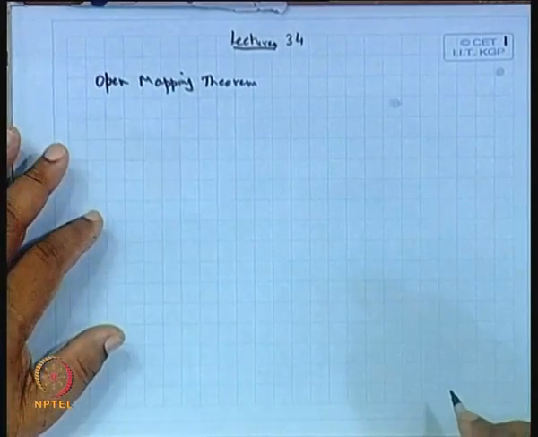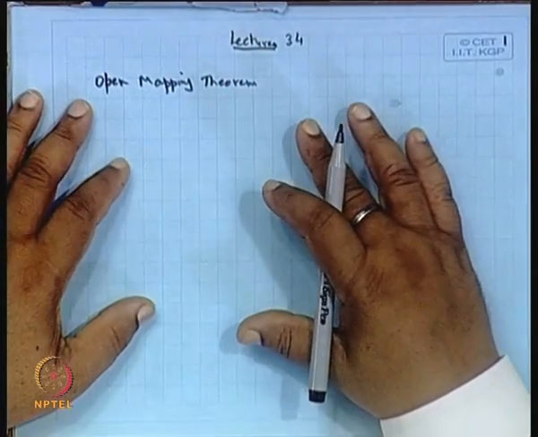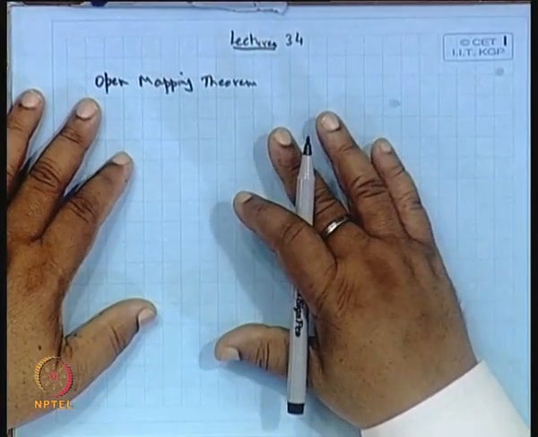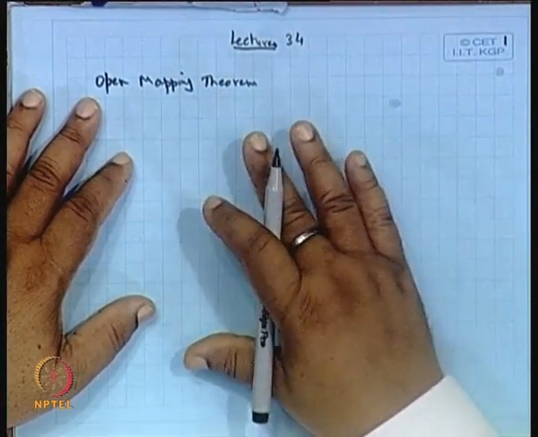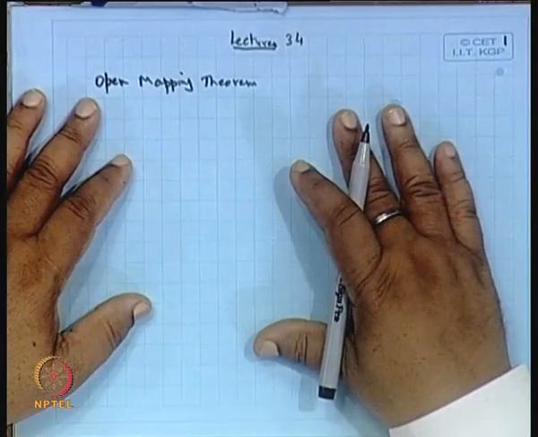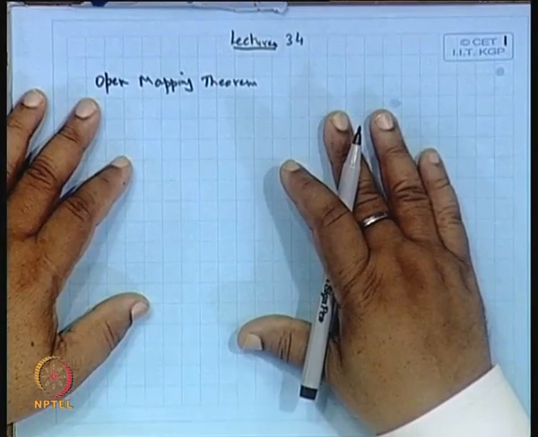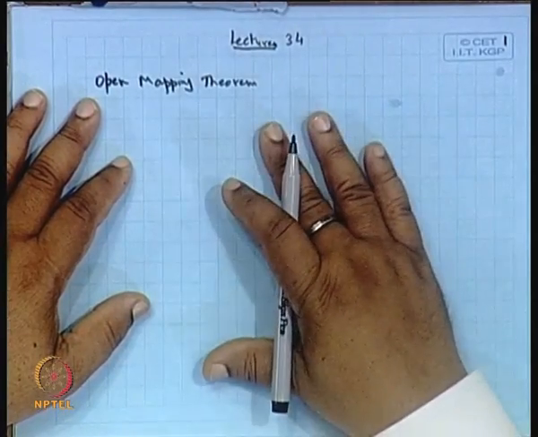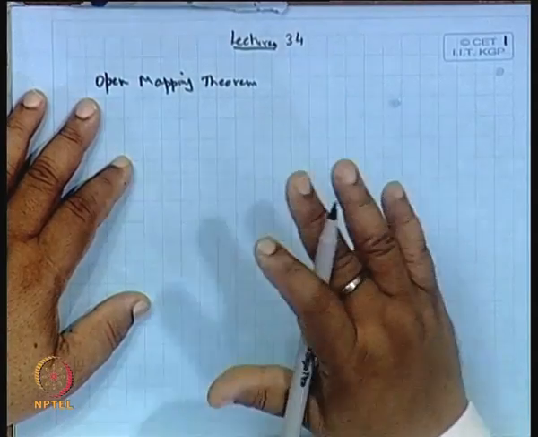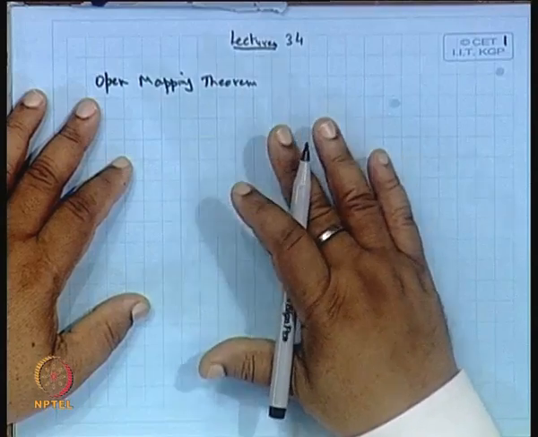This theorem is basically concerned with open mappings. Open mappings are those mappings which send open sets to open sets. That is, the image of an open set under an open mapping is open. The open mapping theorem gives certain conditions under which a bounded linear operator becomes an open mapping.